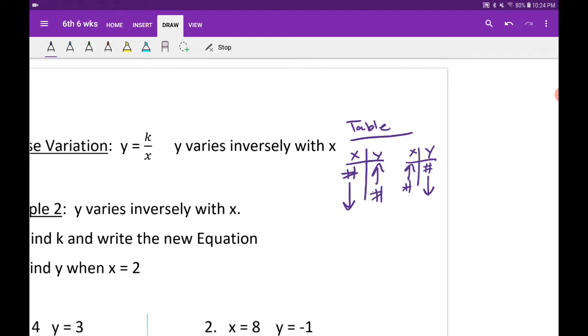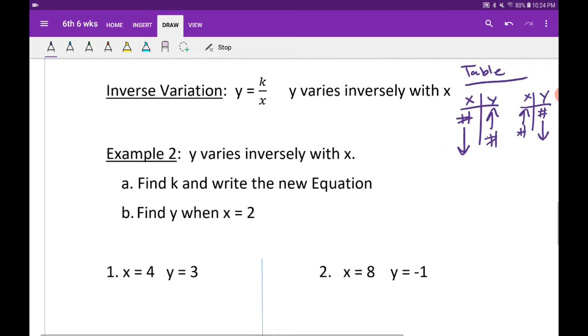So an example of this would be temperature and, not temperature, volume and pressure. Okay, considering temperature is held constant, as your volume increases, your pressure decreases, and as your volume decreases, your pressure will increase.